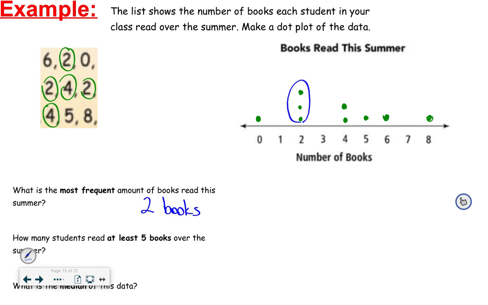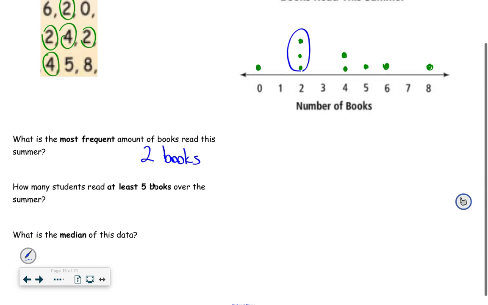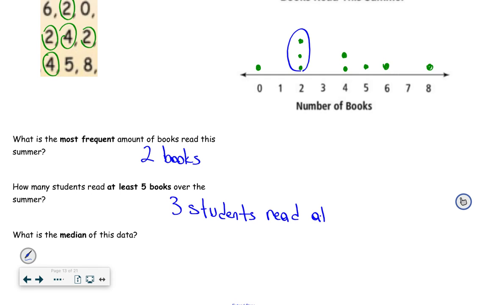How many students read at least 5 books over the summer? At least means 5 or more. 5 or more books. There are only 3 students read at least 5 books.